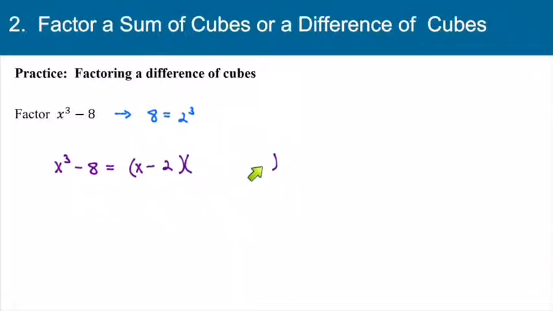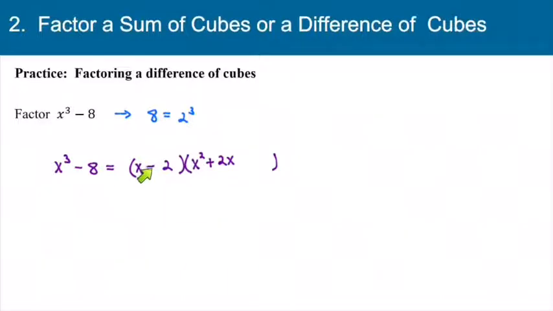Now for the trinomial, the way to get these next three terms is you do this term times itself. So x times x would be x squared. That's going to go here. And then opposite from what's in the problem. The problem had a minus. That means I need a plus here. The middle term we get by multiplying these two things together. So x times 2 would be 2x. That's going to go here.